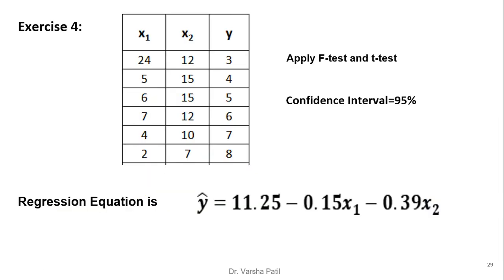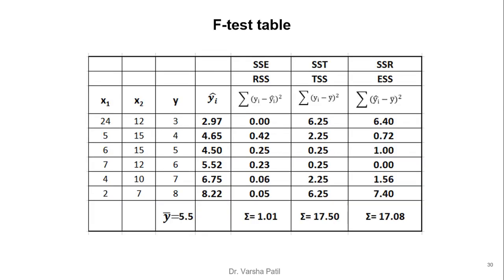Now exercise 4, this table is given. We require to apply the F test and T test. This is the equation for this data. We can generate the F test table. Again, the exercise for you people is to put all the values into the formula and check with the F table whether all variables are significant or not.